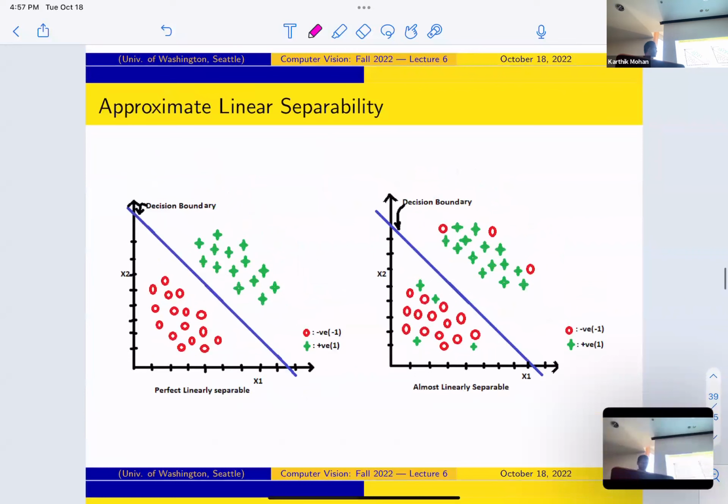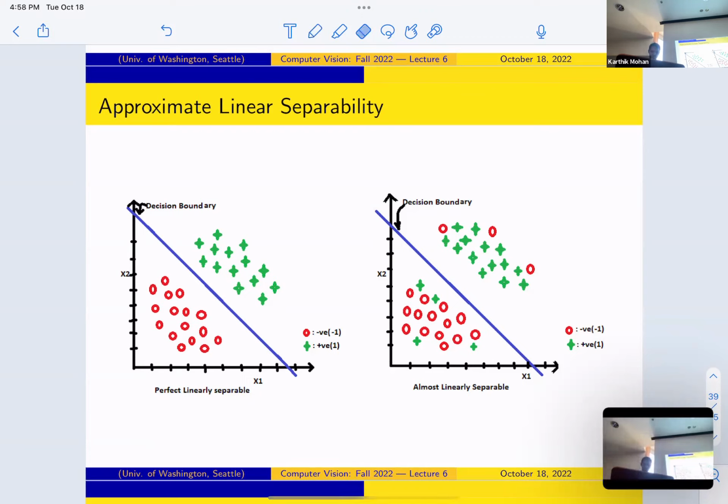Here's an example. This is linearly separable because a linear hyperplane can separate these circles from the positives, right? The negatives from the positives. That is almost linearly separable. So you can say this is a linear hyperplane, but it's not exactly separable. But it's almost linearly separable. Why? Because most of the negatives are on one side and most of the positives on the other side, but there are a few positives on this side and a few negatives on the other side. So it's almost linearly separable.